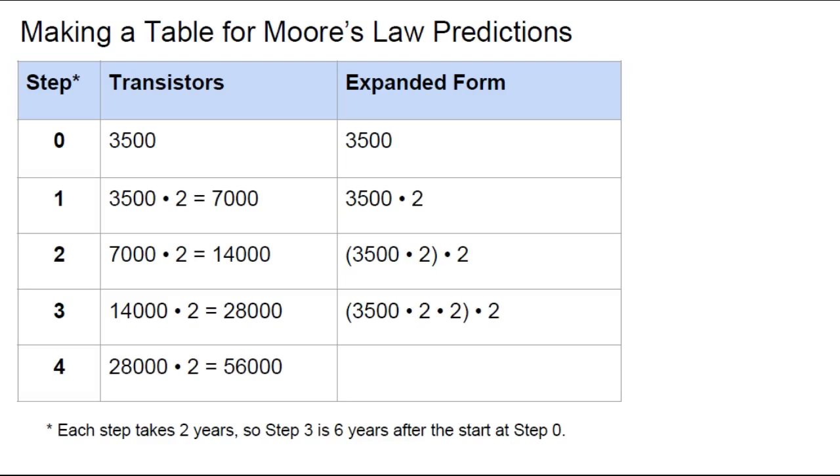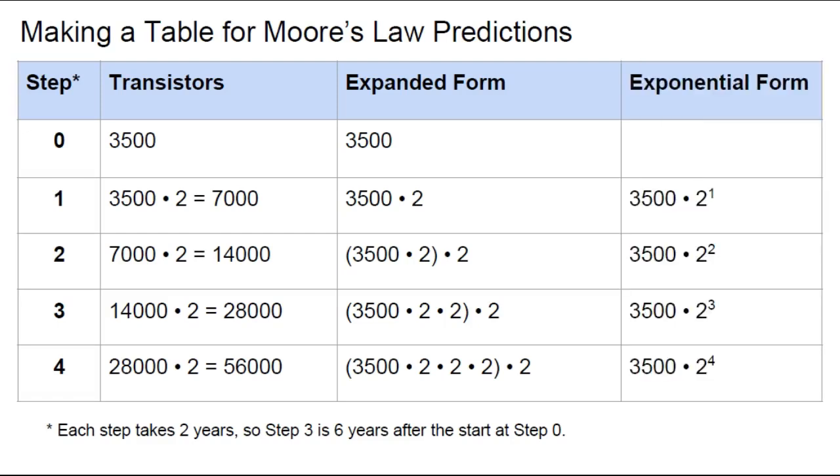So for step 3, I have that 3,500 times 2 times 2 that I had in my expression for step 2, and then I take that and multiply that by 2. And then for step 4, of course, I have 3,500 times 2 times 2 times 2, and I'm doubling that. So that gives me my expanded form for step 4. Now I'm ready to see what's going on here mathematically.